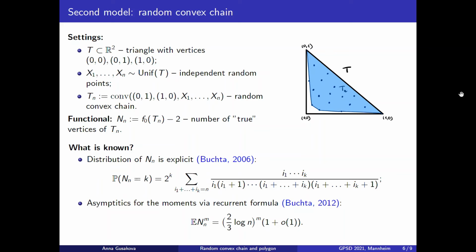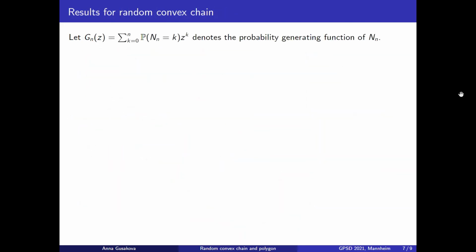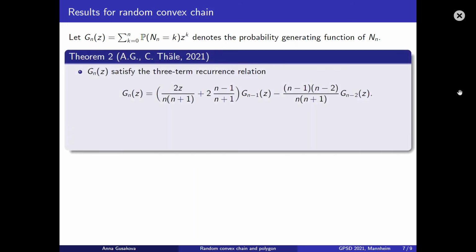A natural second step would be to study the central limit theorem, and that's exactly what we do by studying first the probability generating function of our random variable Nn. For this probability generating function, we derive a three-term recurrence relation. This three-term recurrence relation is exactly the one which corresponds to orthogonal polynomials. Namely, it means that the family of probability generating functions Gn(z) is a family of orthogonal polynomials. From the classical properties of orthogonal polynomials, it directly follows that Gn(z) is a polynomial of degree n with n distinct real negative roots r1 to rn.